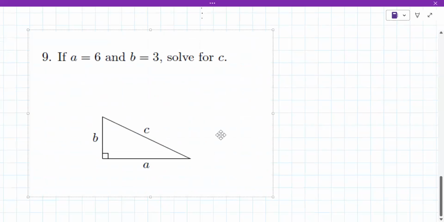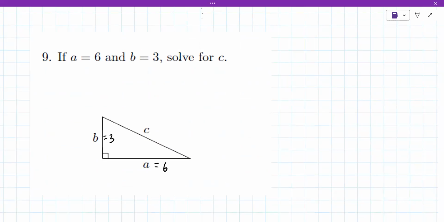So here's a new problem. This time A is 6, B is 3. So when you take A squared plus 3 squared equals C squared, you get 45 equals C squared. Do you remember how to reduce a root like this?